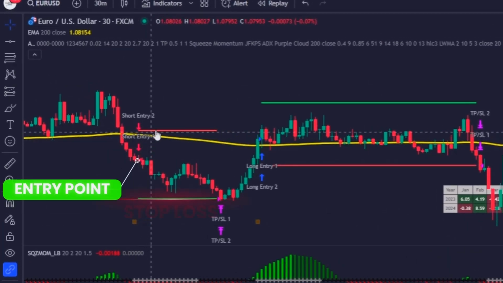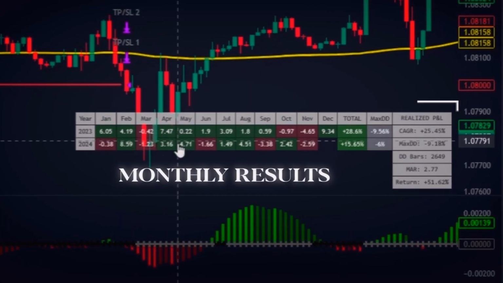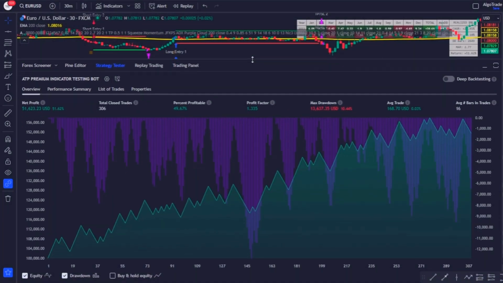Once we have set all the conditions, the trading bot will execute every valid trade on the charts with the respective entry point, stop loss and exit point. Also, you will see the monthly results displayed along with overall statistics for each asset in the Strategy Tester tab.